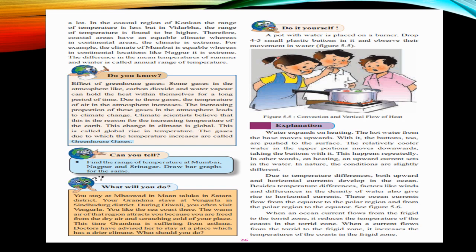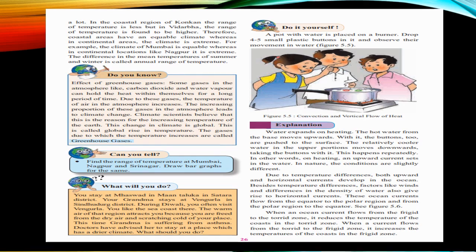क्या होता है जब फ्रीजिड जोन से टॉरिड जोन में यानी एकदम ठंडे जोन से एकदम गर्म जोन में ये ओशन करंट फ्लो होते हैं तो टेम्परेचर ऑफ द कोस्ट इन द टॉरिड रीजन रेड्यूसेस. टॉरिड जोन का टेम्परेचर क्या होता है? रेड्यूस होता है. When a current flows from torrid to the frigid, it increases. Of course, है ना? जब ये गर्म से ठंडे में जाएगा तो ठंडे का भी टेम्परेचर बढ़ाएगा, पर जब ये ठंडे से गर्म में आएगा तो गर्म का टेम्परेचर डिक्रीज करेगा. Yes, let's move on to the next page now.